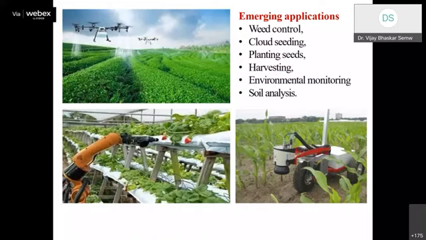For agriculture, like weed control, you put the medicine over the long areas of your fields, like the tea fields, tea gardens, where you can spray these kinds of medicine so that insects and others can die with the help of drones and other devices, because these lands are quite long. You cannot go there. Cloud seeding.